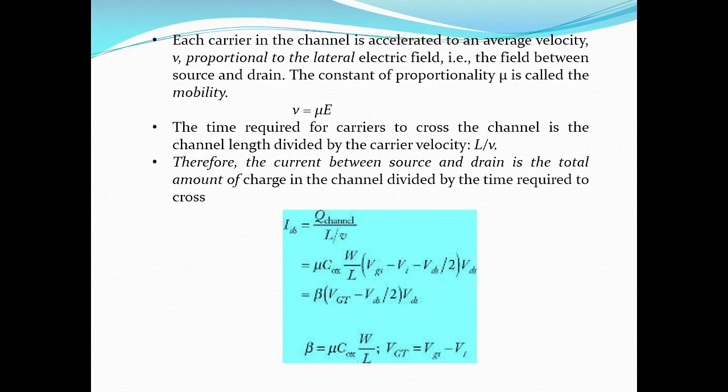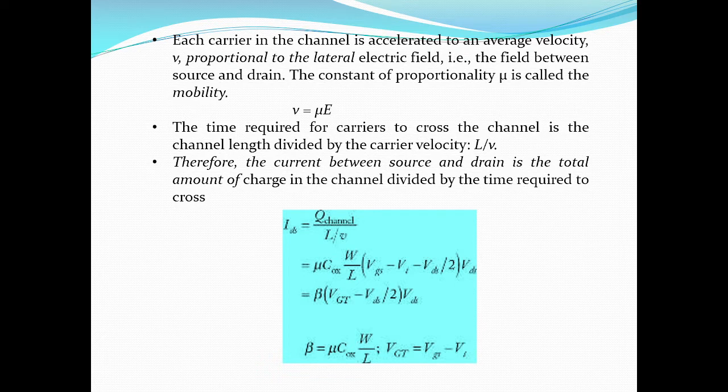Each carrier in the channel is accelerated to an average velocity v proportional to the lateral electric field, that is, the field between the source and the drain. Now the constant of proportionality mu we are defining as mobility. So that is v equal to mu times E.